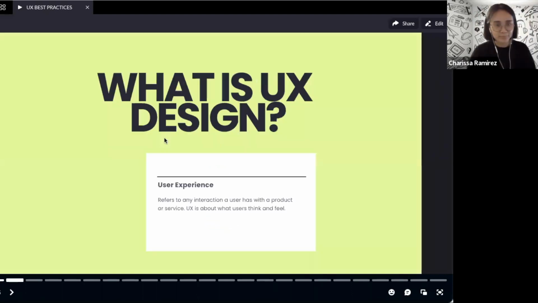So, what is UX design? UX, or user experience, refers to any interaction a user has with a product or service. UX design considers each and every element that shapes this experience, like how it makes the user feel and how easy it is for the user to accomplish their desired task.